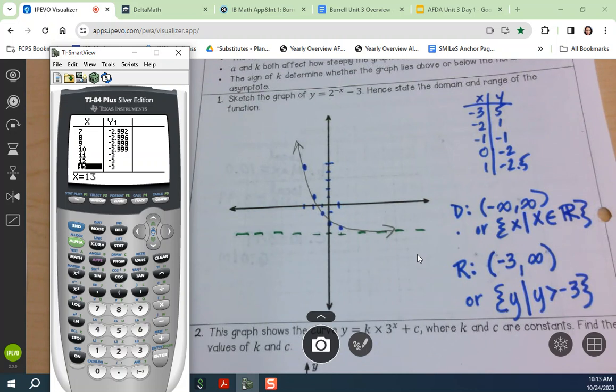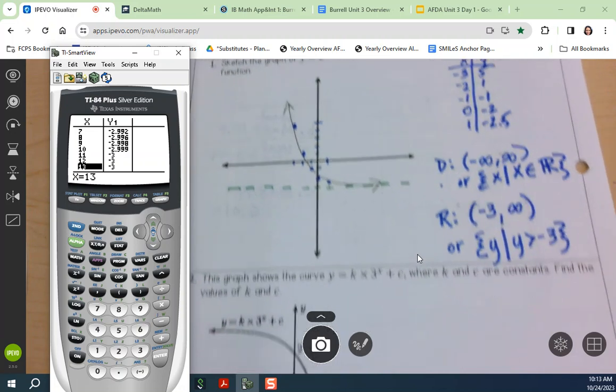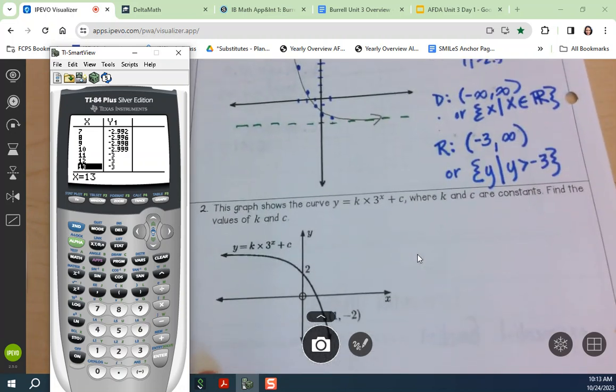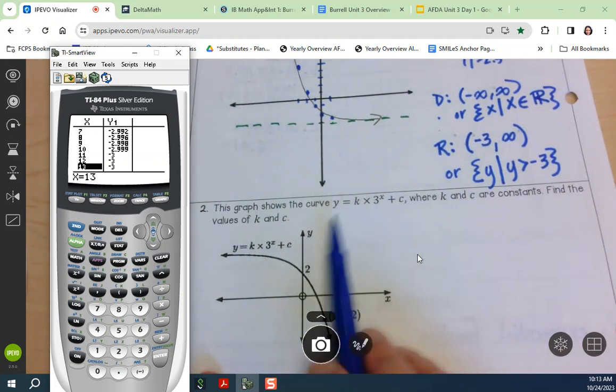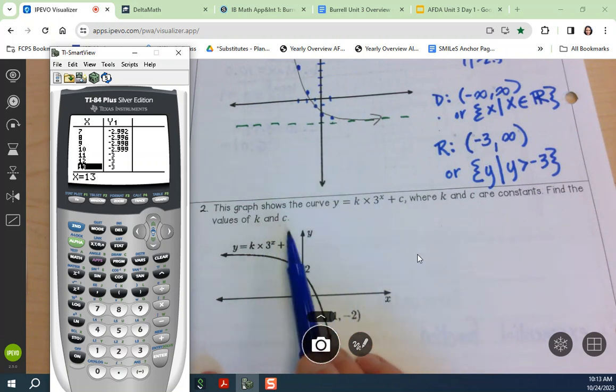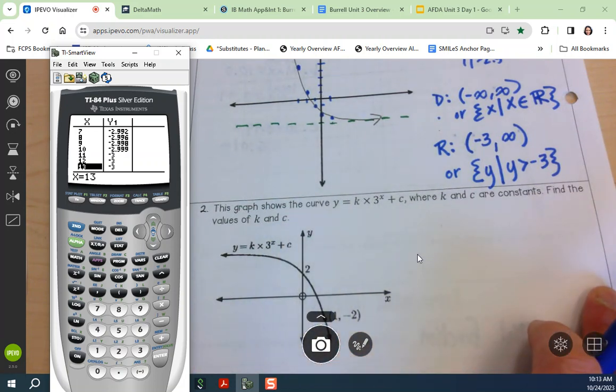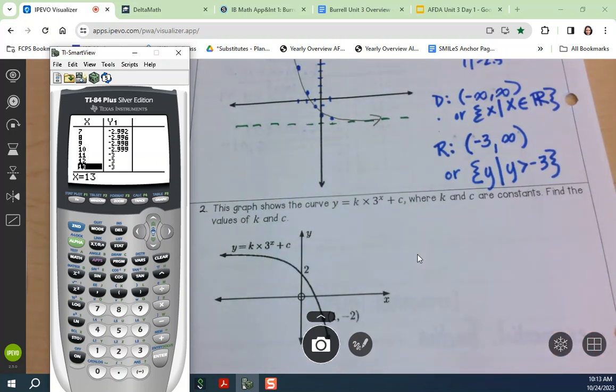All right, folks. This graph shows a curve, and they're telling you the format of it, and they're telling you that k and c are constants. So your variables are x and y, and they want you to find the values. All right, and the way we're going to do that is we are going to substitute the points that we have into the equation to get 2 equations in terms of k and c, and then we'll have 2 equations so we can solve them simultaneously. All right, so let's do that.